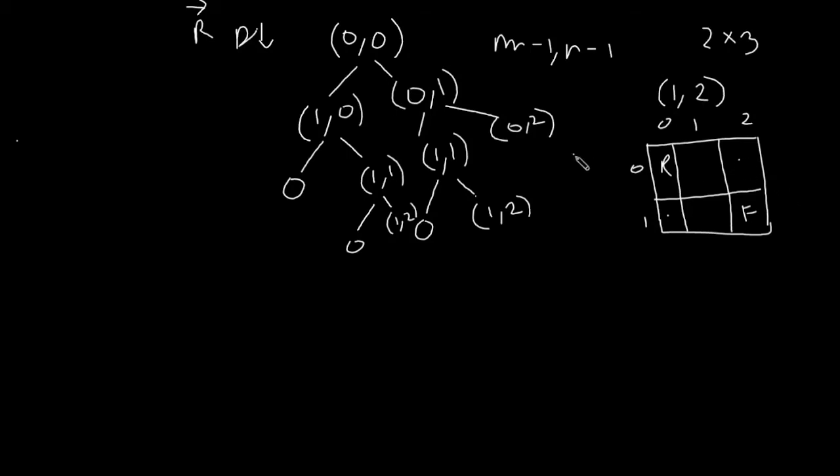If it tries to go down, it will be in the position of 1 comma 2, right? But if it tries to go right, then it will be going outside the grid, so it will be returning 0, right? Now our target is 1 comma 2, right? If you see, it has already reached our target. So when it reaches our target, we're going to return 1.